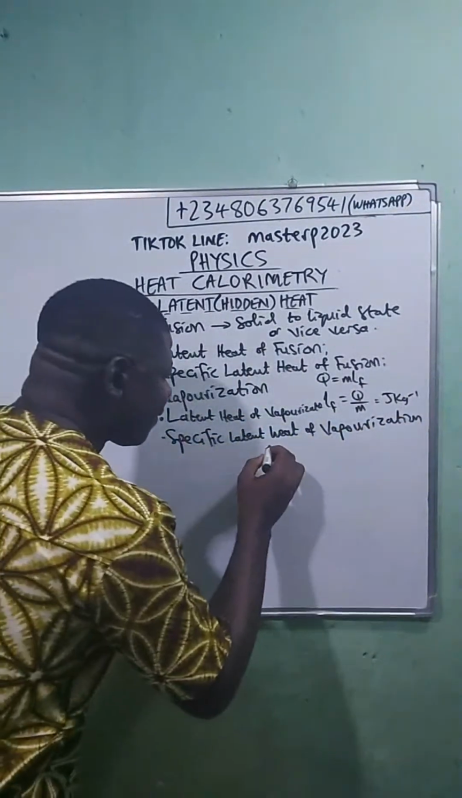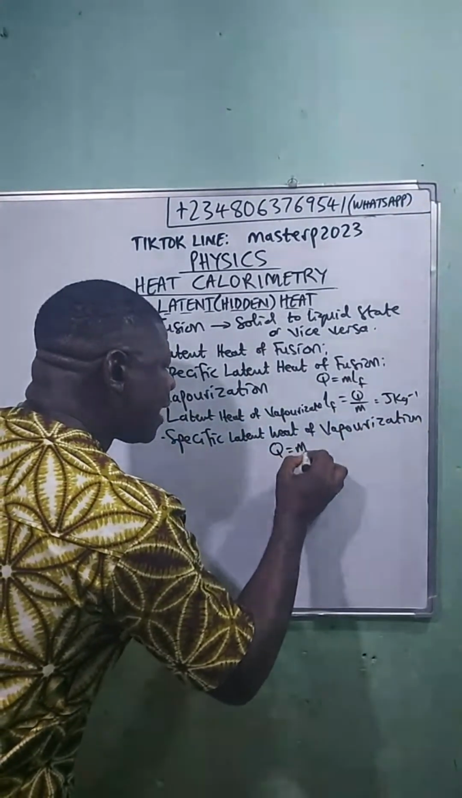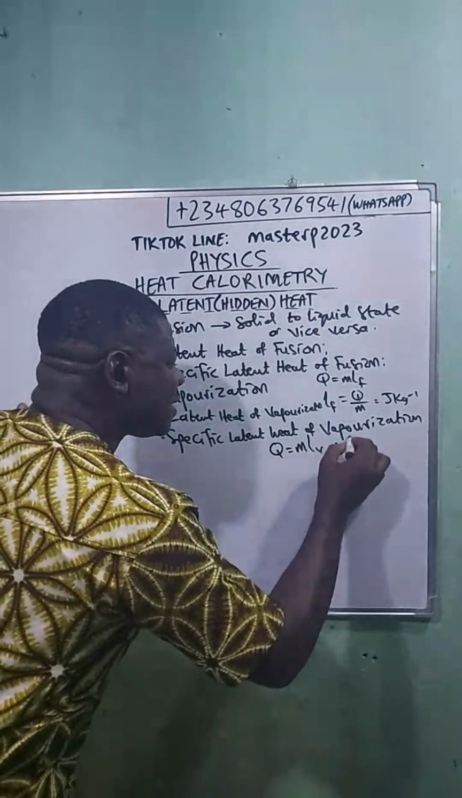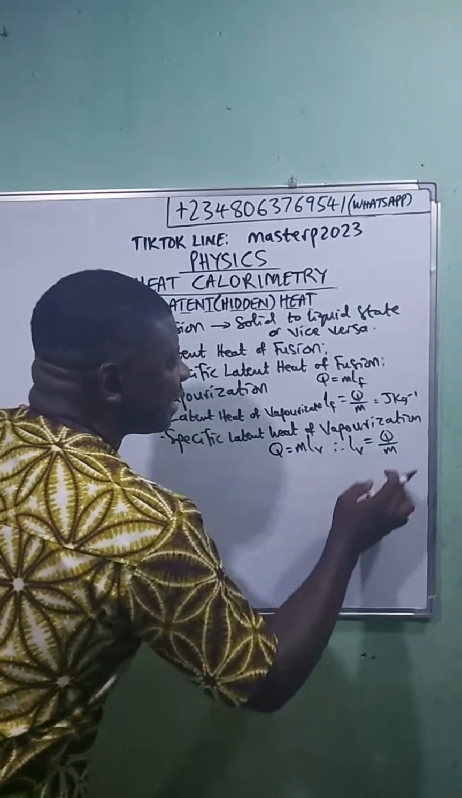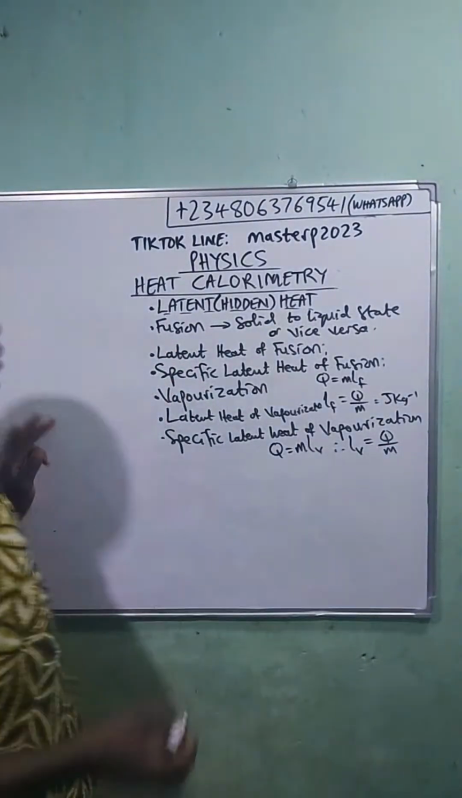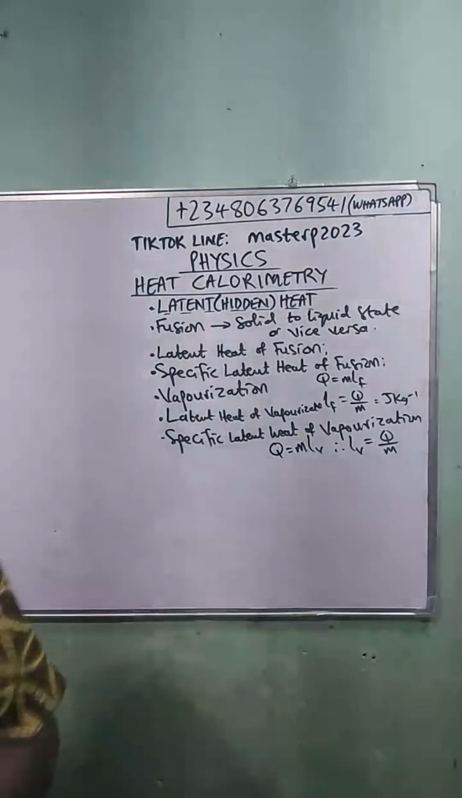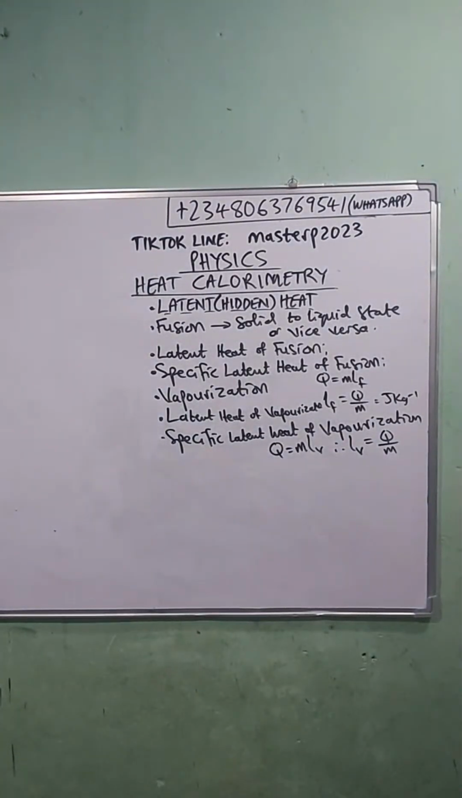So from here we have Q equals mLV. Which means specific latent heat of vaporization is the heat energy per unit mass, and the SI unit also will be joules per kilogram. So that's what we have in that aspect.